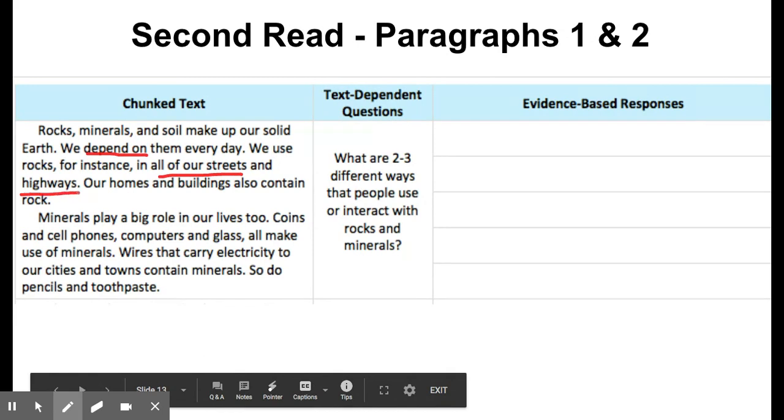I'm going to think back to my title. My title is called Rocks, Minerals, and Soil. And every time I find things that point to the idea of rocks, minerals, and soil, I'm going to underline that because it tells us more about that. Our homes, buildings also contain rock. Okay.